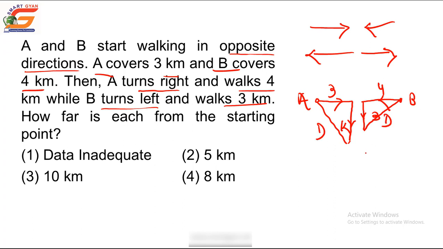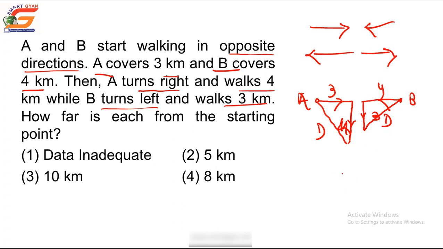We have to find c square as per the Pythagorean triplet property. How? This is 3 and 4, and we have already discussed this in the previous question. This one is 4, then the diagonal will obviously be 5. So how far from the starting point, we can find it is 5 and 5 in both the cases.